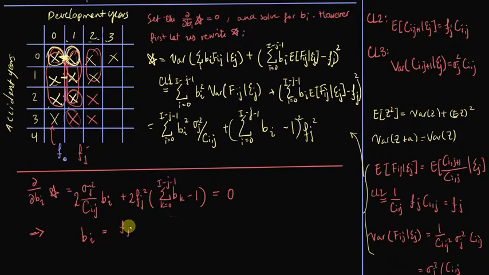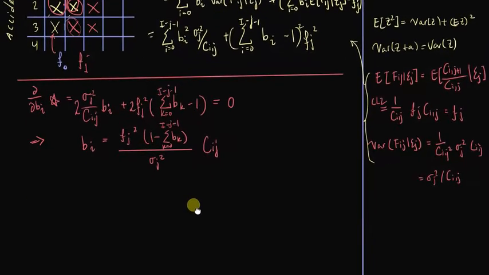fj squared multiplied by 1 minus the sum of the b's, and then we divide by sigma j squared, and we multiply by Cij, right? There we go. So that was just a standard isolation.